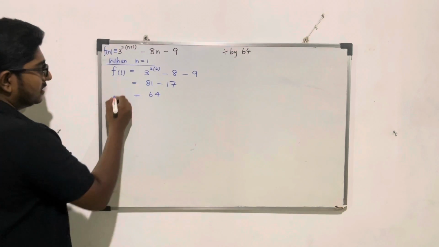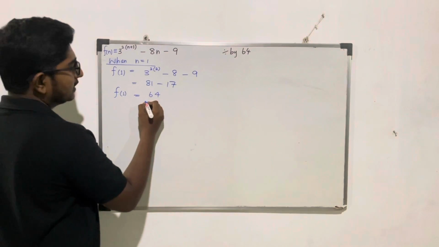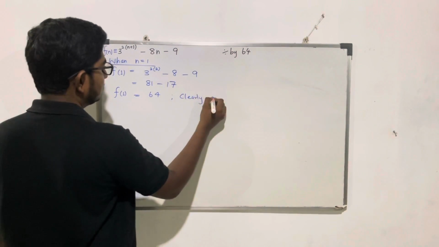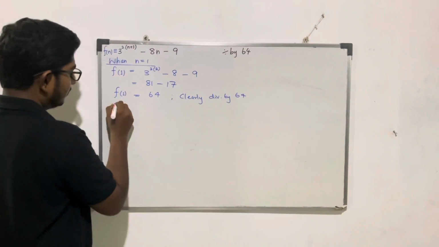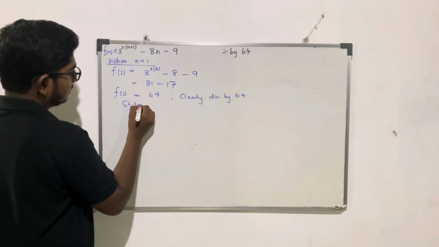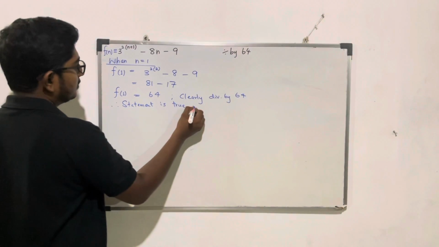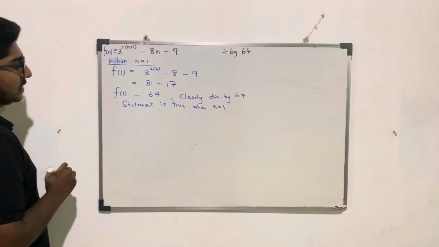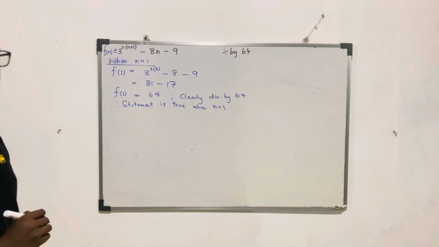So we can see f of 1 is 64, which is clearly divisible by 64. Divisible by 64. Therefore, our statement is true when n equals 1. Then the second step is to assume that the statement is true when n equals p.